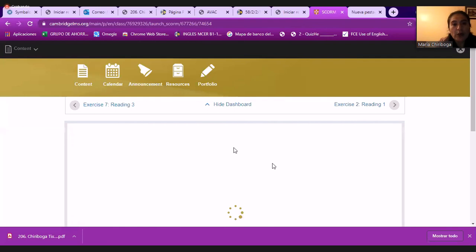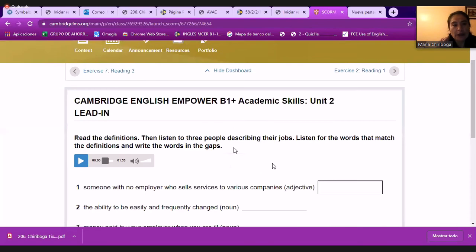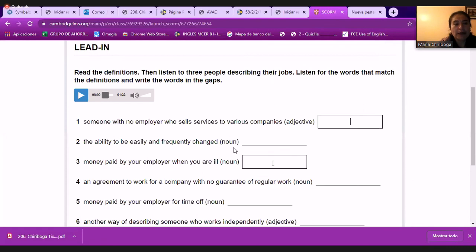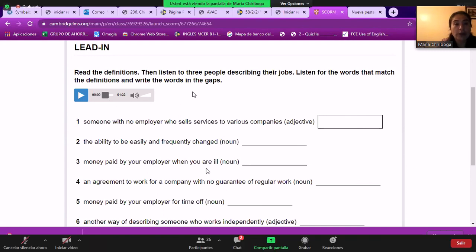So now we have unit number 2. It is listening. Please read the definitions. Someone with no employer who sells services to various companies, it is an adjective. You listen and complete. Okay, listen to the 3 people describing their jobs. Listen for the words that match the definitions and write the words in the gaps.